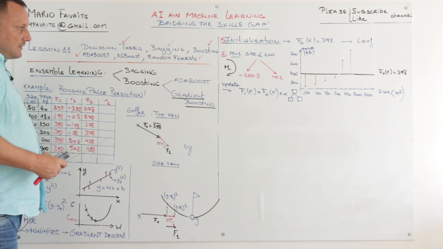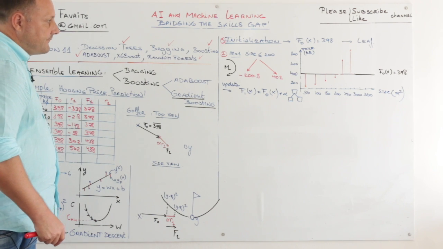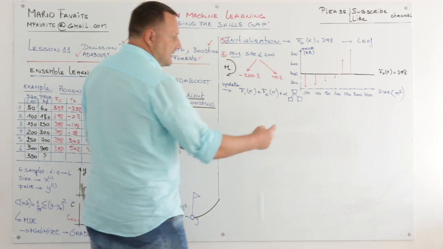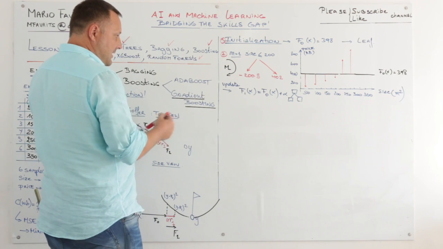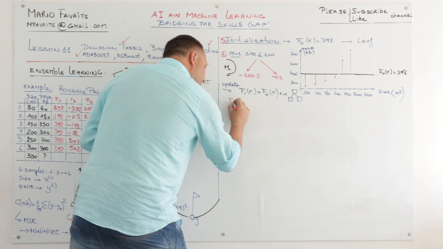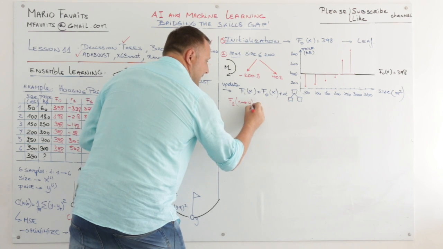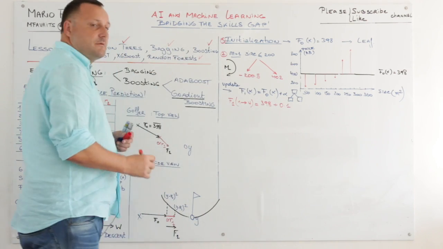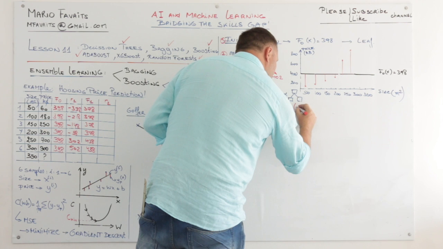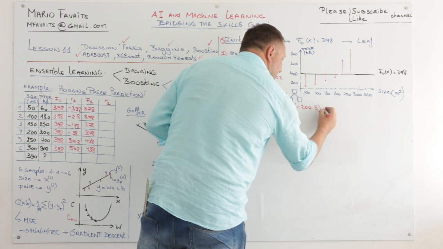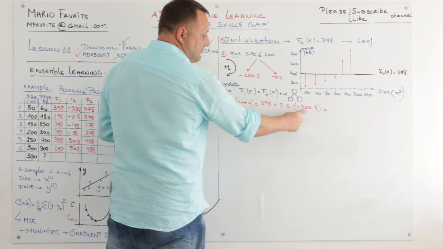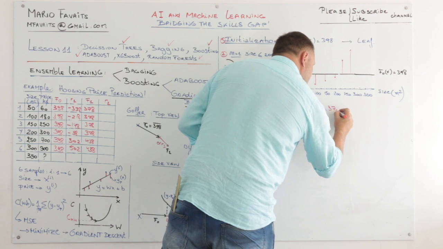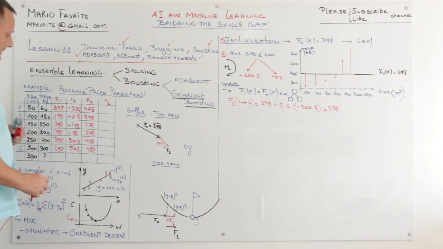Okay, so let's take a look at what it gives for the first 4 points, the ones with size below 200. We have that F1 for points 1 to 4 equals F0, which is 398, plus alpha, let's take alpha 0.1, alpha times minus 200.5. And 10% of that is roughly minus 20. 398 minus 20 is 378. So this is our F1.